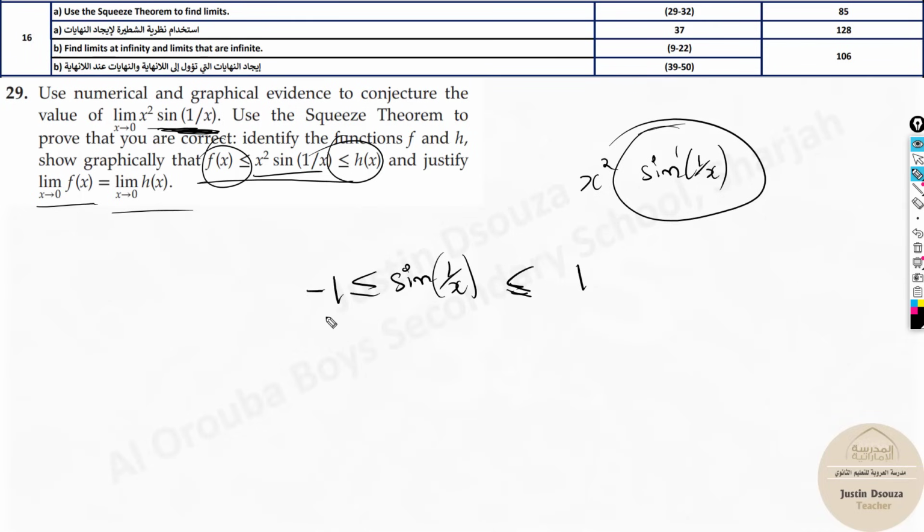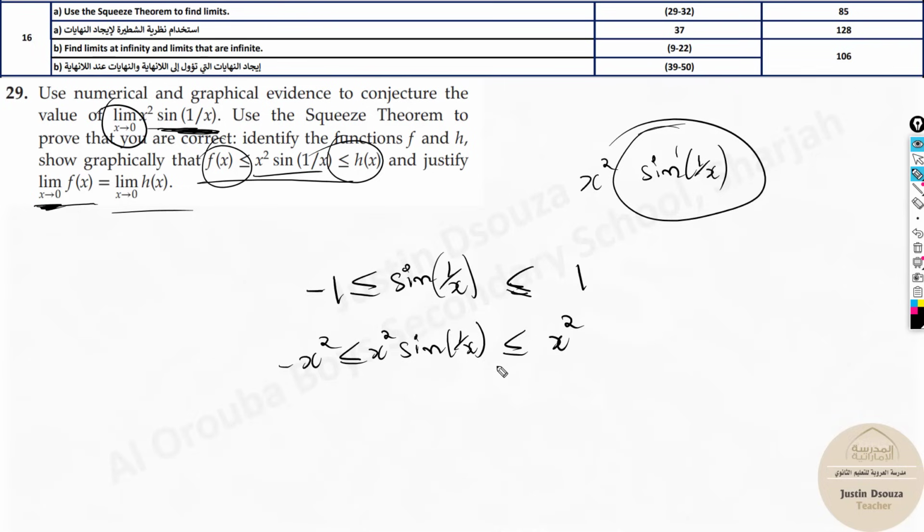In the sense, here it will be minus x square less than or equal to x square sine 1 by x, less than or equal to x square. The polynomial part we multiplied, and over here it's x squared. Now what is the limit they have specified? At x tends to 0, and you are supposed to find the limit at that point only, because you can't have different values here, because the squeeze theorem clearly states all the limiting points must be the same, right?